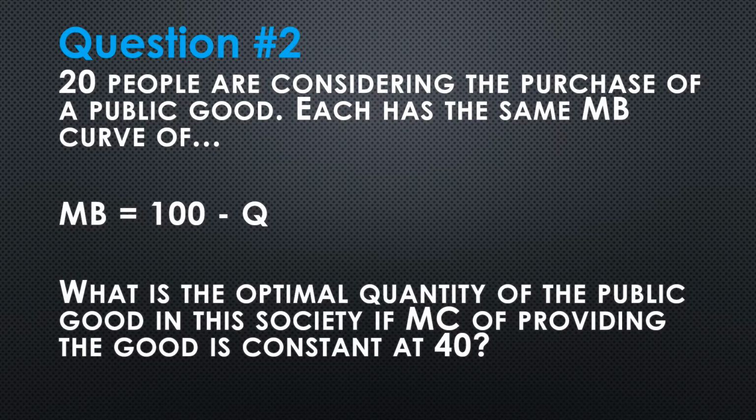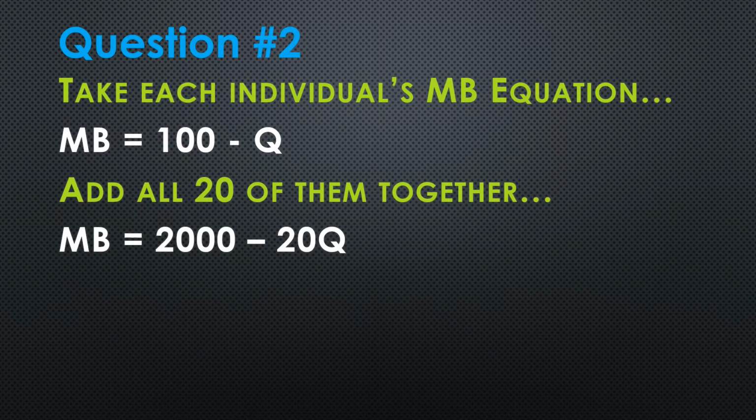So we have 20 individuals, each with the marginal benefit curve of MB equals 100 minus Q, and a constant marginal cost of 40. What is the societally optimal quantity of this public good? Well, what you can do is follow the same process. Take each individual's marginal benefit equation, which again was given to us as 100 minus Q. Add all 20 of them together. So we do 20 times the 100.